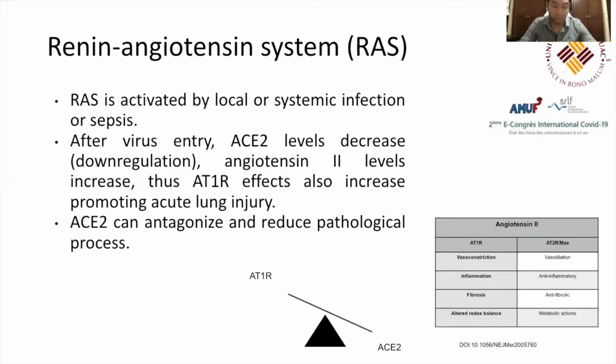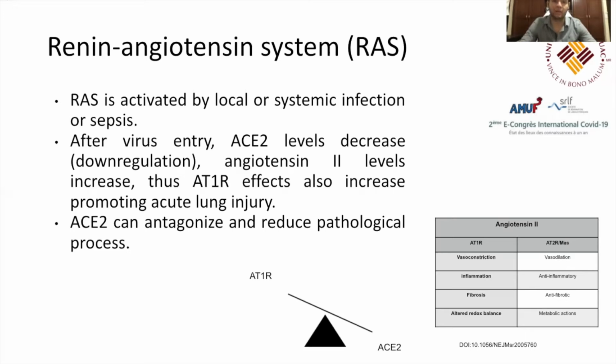The renin-angiotensin system is also important in the pathophysiology. As is known, this system is activated by local or systemic infection or sepsis. After the viral entry, ACE2 levels decrease. Thus, the levels of angiotensin 1 to 9 and 1 to 7 also decrease. As well, the levels of angiotensin 2 increase and bind to its receptor, which is the AT1R, having the following effects: vasoconstriction, inflammation, fibrosis, and so on.